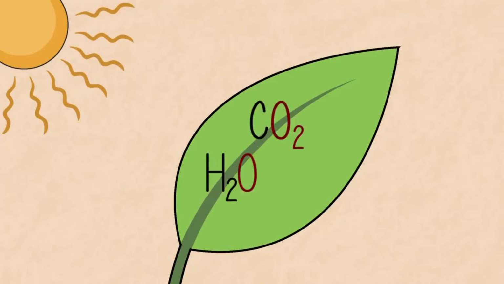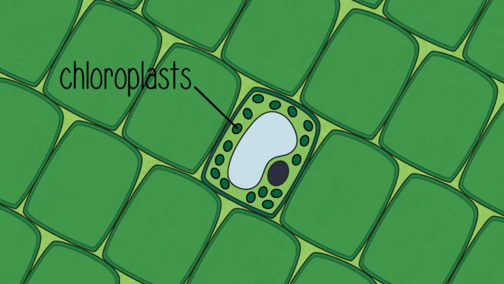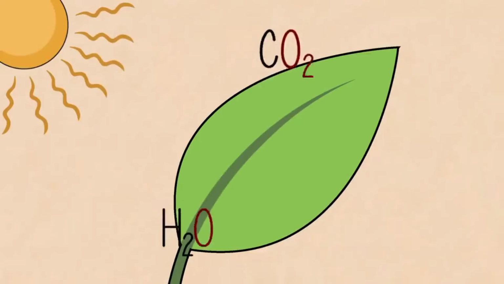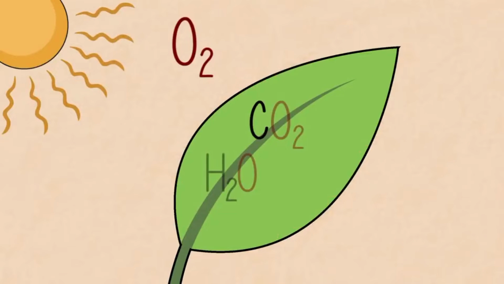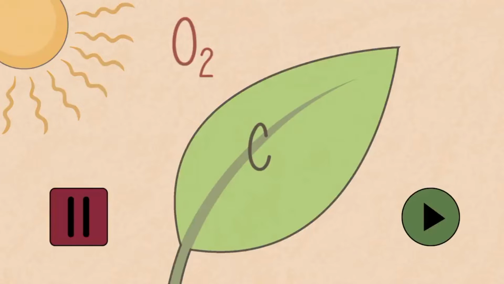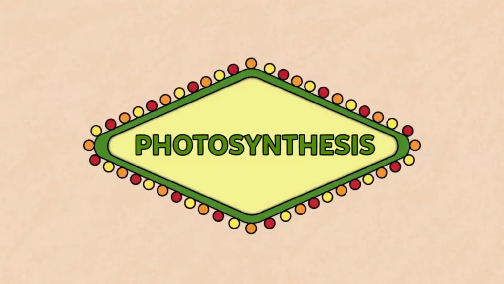Plants use the sunlight to pull oxygen away from water and carbon dioxide, allowing the plant to capture the carbon. This happens in the green chloroplasts found in the leaves of plants. What is the name of this reaction? Perhaps the most important chemical reaction on the planet. Pause the video whilst you think of your answer. It is photosynthesis. Well done if you got it right.